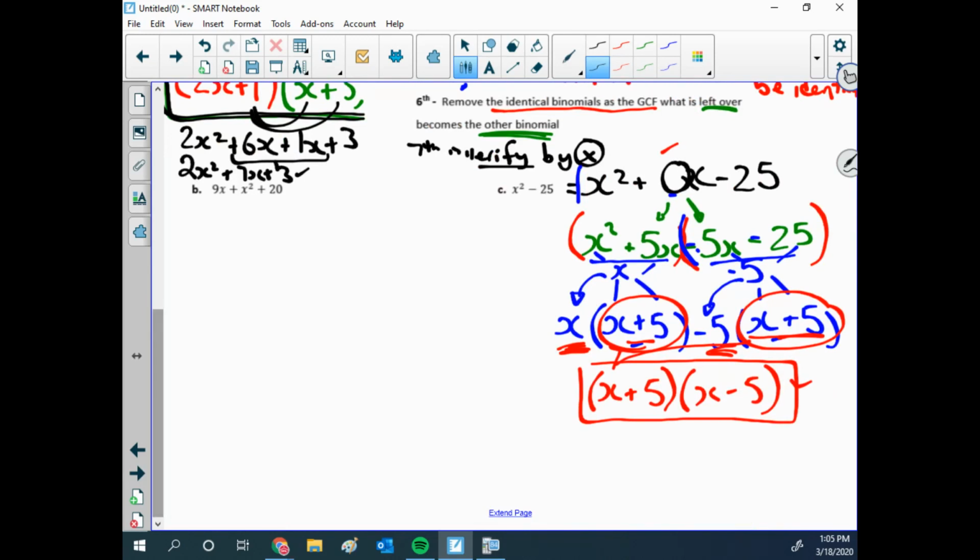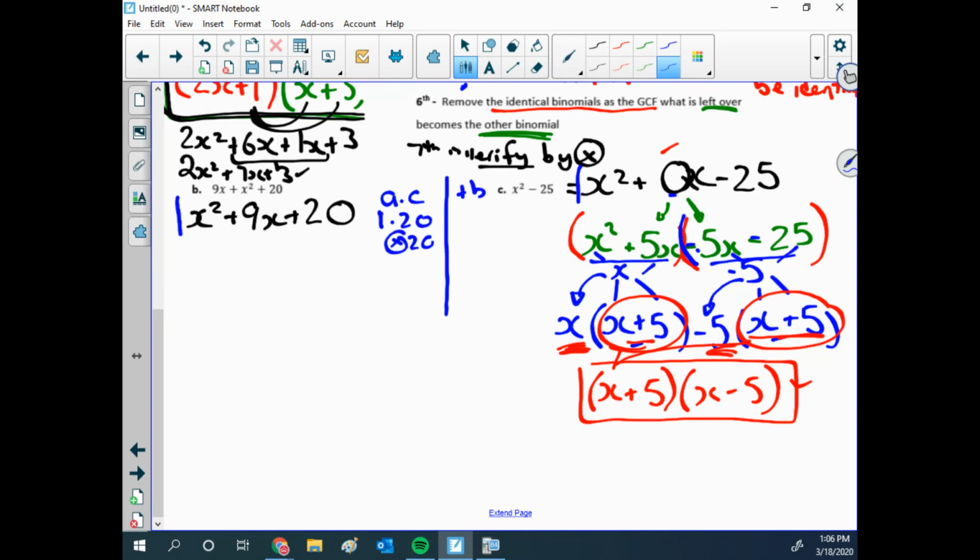So here, this is actually not in order from highest degree to the lowest. So you should arrange it like this before you can continue to solve. There's no greatest common factor, so I can now move on to the next step. The next step is looking for two numbers that multiply to a times c and add to b. A is 1 times 20, so we're looking for numbers that multiply to 20, but add to 9.